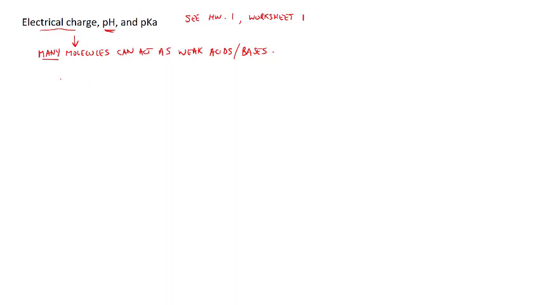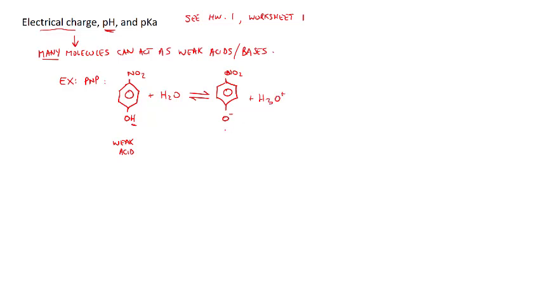All right, so for an example, I'm going to give you this molecule, PNP, paranitrophenol. So paranitrophenol is a weak acid. It's a weak acid because in the presence of water, it can donate this proton right here to give us H3O plus and a conjugate base.